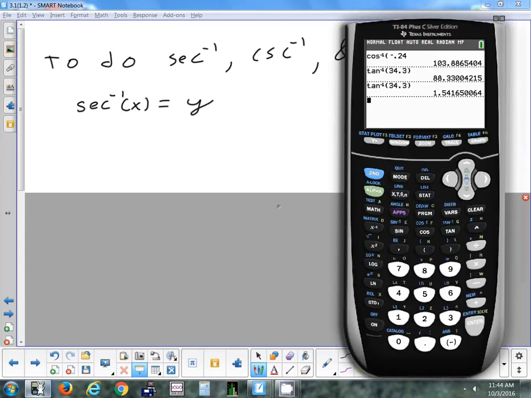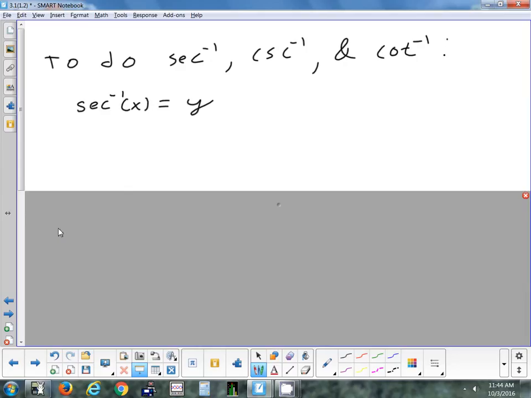Okay. First of all, do I have a button for inverse secant, inverse cosecant, inverse cotangent? No. Just like I didn't have a button for secant, cosecant, and cotangent. But does anybody remember what we had to do? It's going to be something similar to this, but not exactly the same. Yeah, we had to flip something. And the same idea is going to apply here.